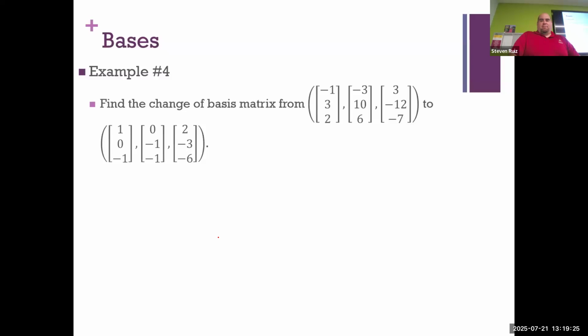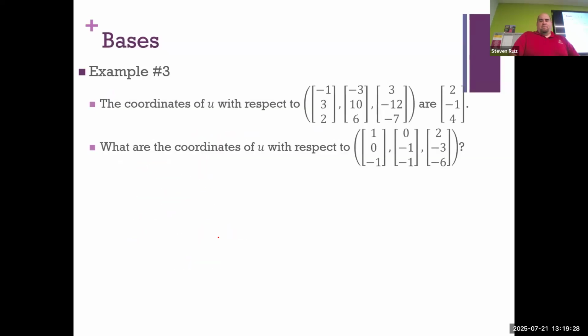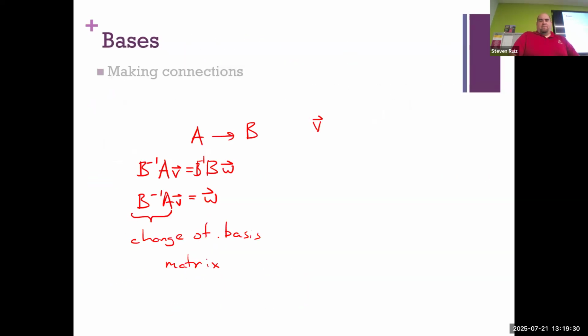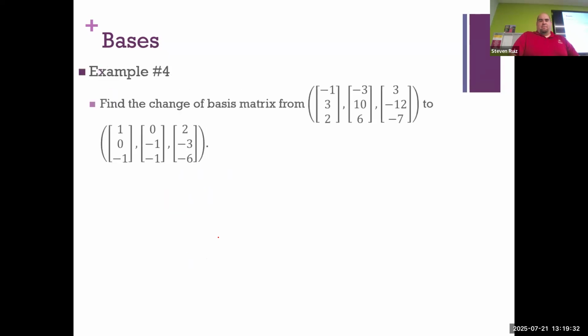Are these the same vectors I just gave us? I think so. So basically, I want to find that change of basis matrix from A, the source, to B, the destination. So if that's true, what's the calculation I'm going to make? Inverse B times A. Was it inverse B times A? B inverse A? Okay.